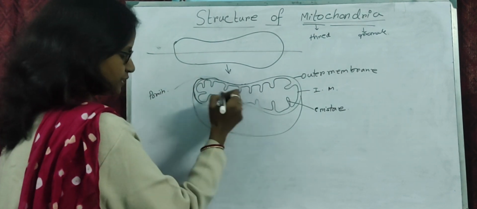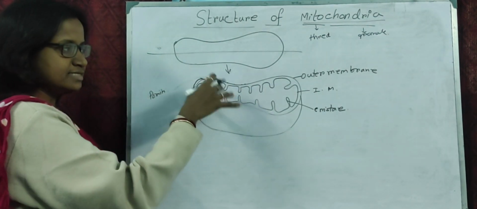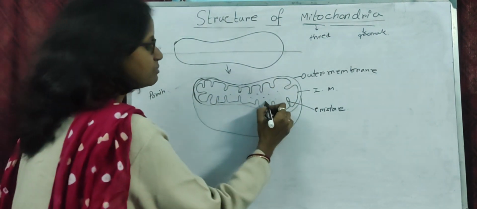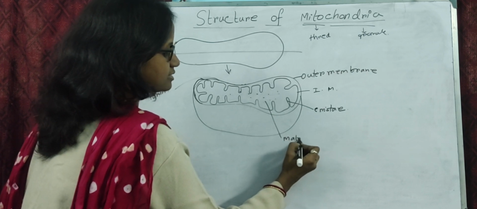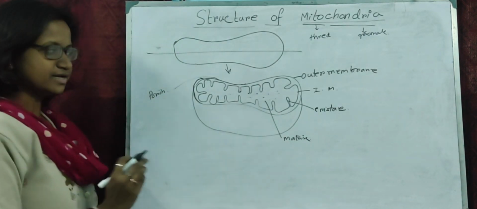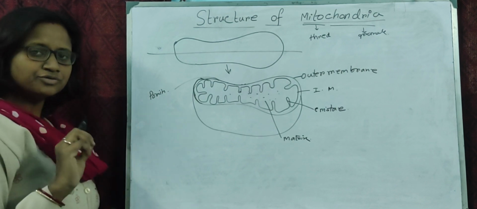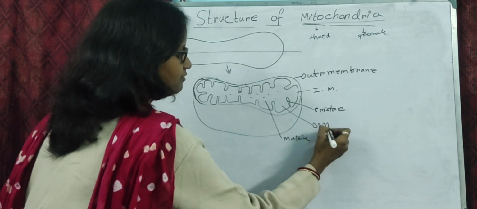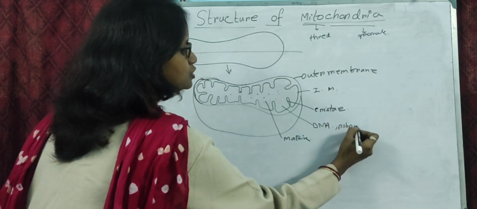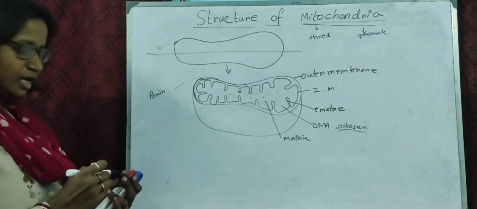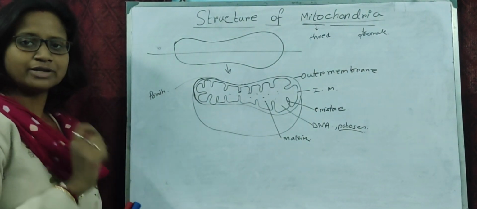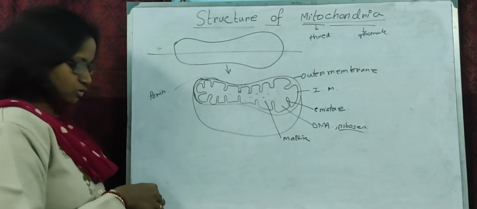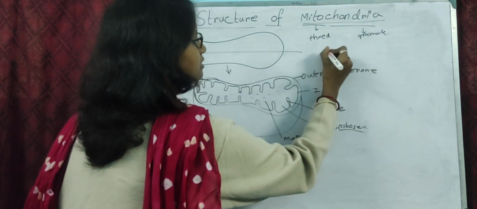Now come to the inner part. Inside the mitochondria there is cytoplasmic material. That cytoplasmic material is called matrix. In the matrix, mitochondria have their own DNA and ribosomes. Because of having DNA and ribosomes, mitochondria is also known as a semi-autonomous organelle.